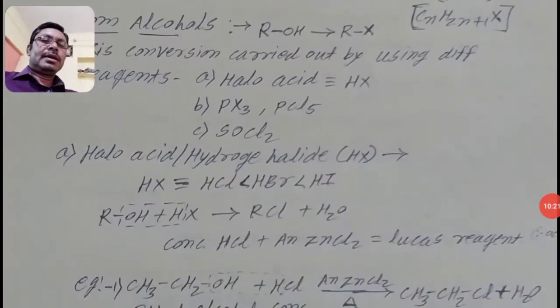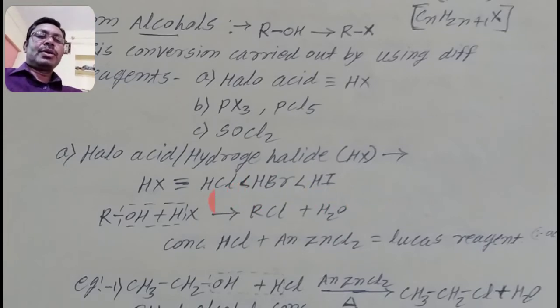The first method is haloacids, or hydrogen halides. That means haloacids, HX, also known as hydrogen halides. Which are they? That is HX, that is HCl, HBr and HI. Haloacids used here are HCl, HBr and HI. HF we can't use because it is a very fast reaction, or it is harmful because it gives radiations.